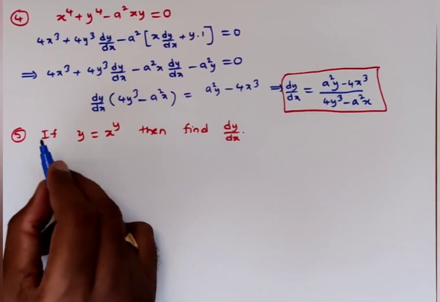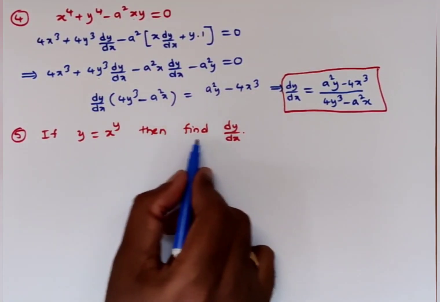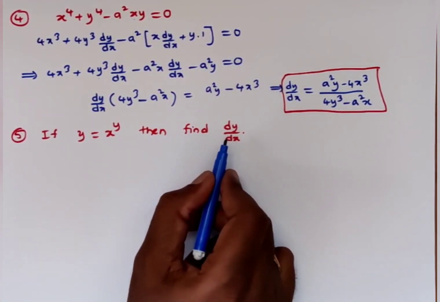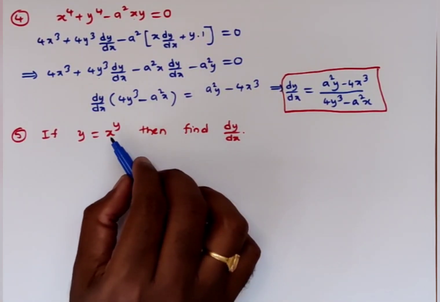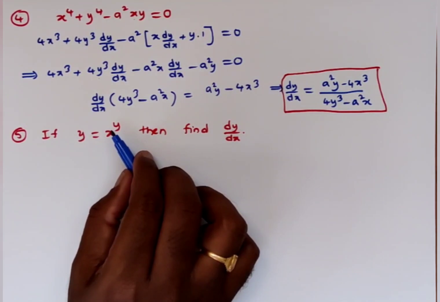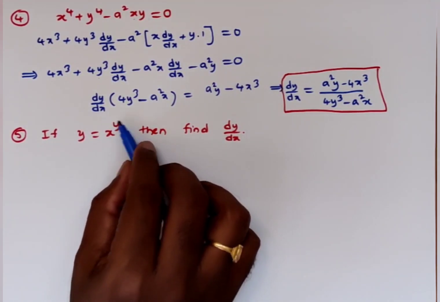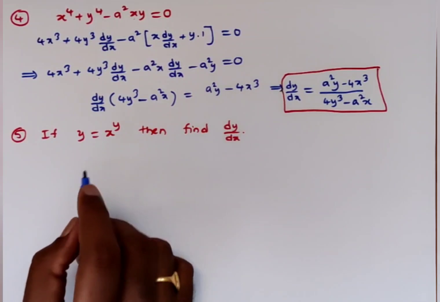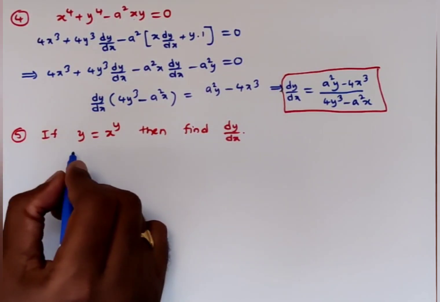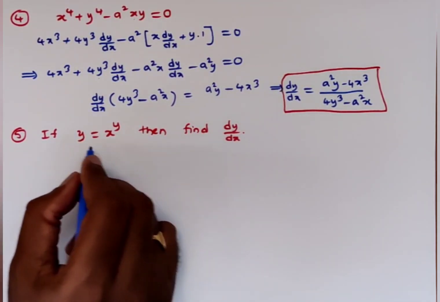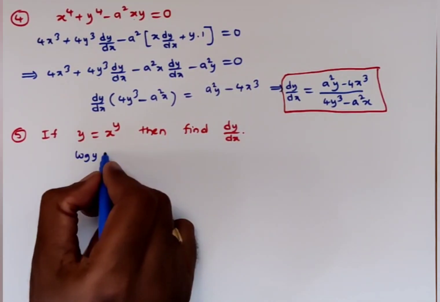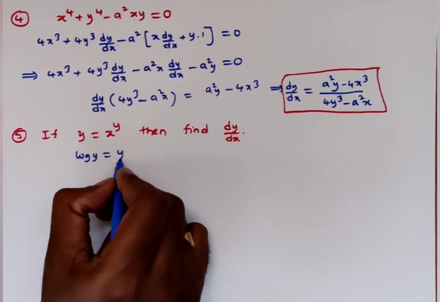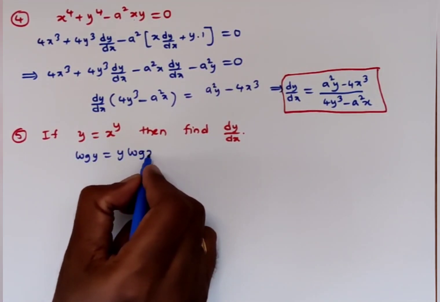Now the last problem, if y equals to x to the power of y, then find dy by dx. So it is obviously an implicit function, but the two variables are there, like logarithmic differentiation. So for this we need to apply logarithm compulsory. So better apply the logarithm on both sides. So taking logarithm on both sides for the given function, it is log y is equals to y into log x, right?